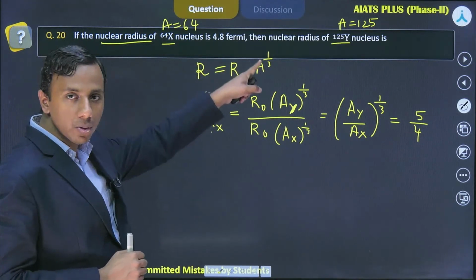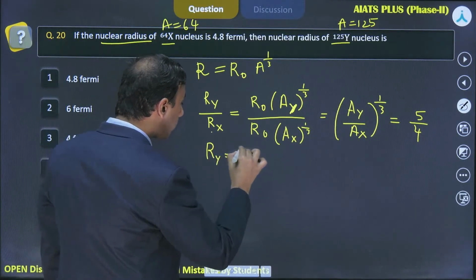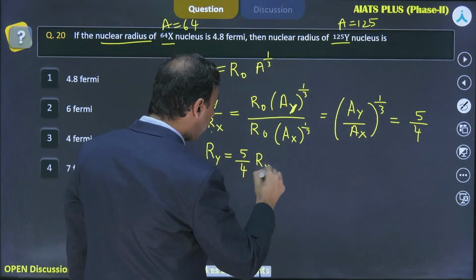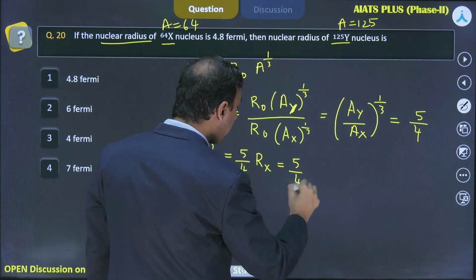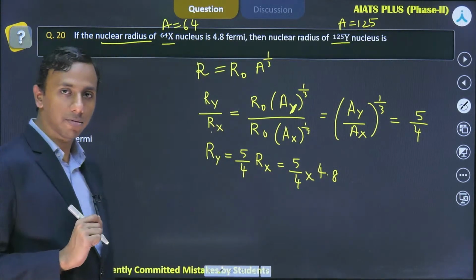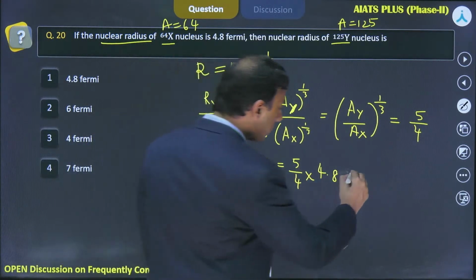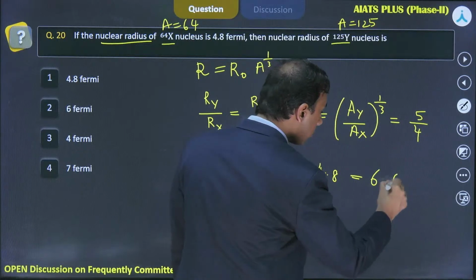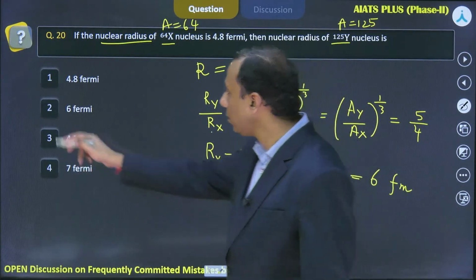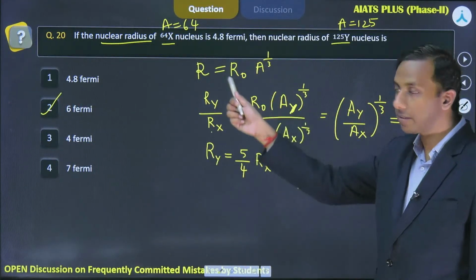Rx is given to you. Ry we have to find out. So Ry will be nothing but 5 by 4 into Rx. Right? So what will this become? 5 by 4 into 4.8. For me, 4.8 and 4, 1.2. 1.2 times 5 is 6. So 6 for me, that means you get your answer. Alright. So this is the expression. Please remember this classic formula.